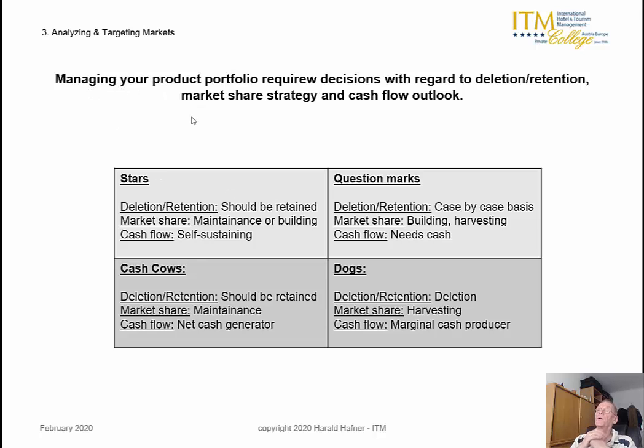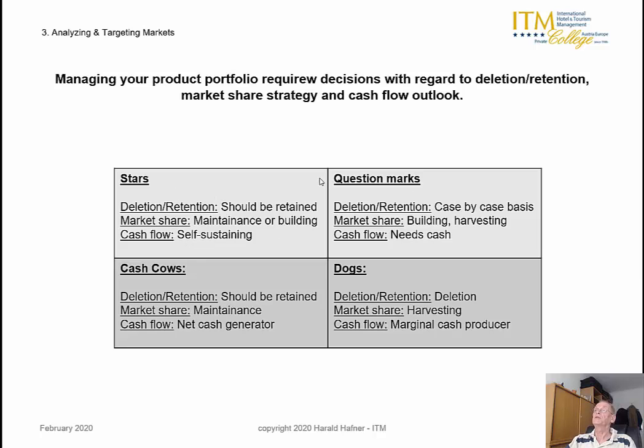Managing your product portfolio requires decisions with regard to either deletion or retention, market share strategy, and cash flow outlook. So when we look at the stars, the deletion and retention decision is it should be retained. The market share decision is we should maintain the market share there or even build it. And the cash flow situation there is that those products that are aligned to the stars quadrant are self-sustaining.